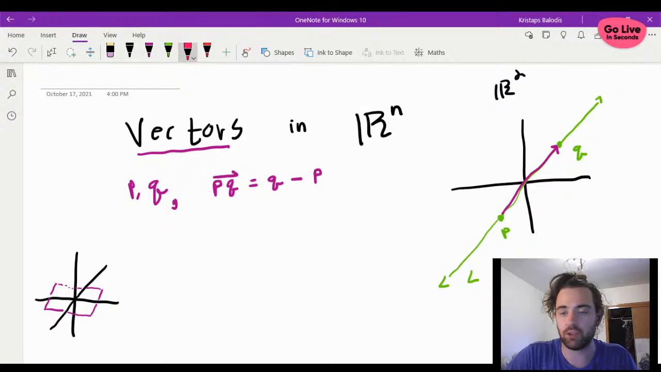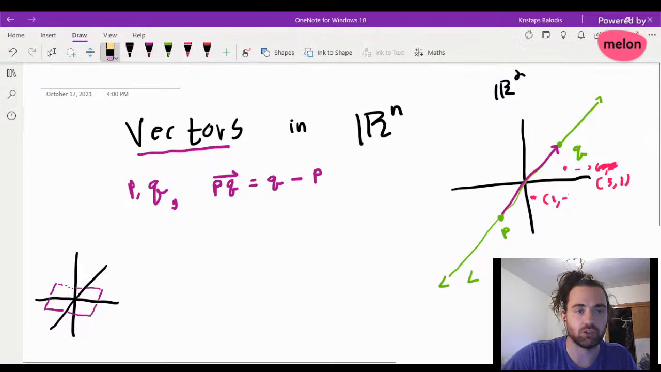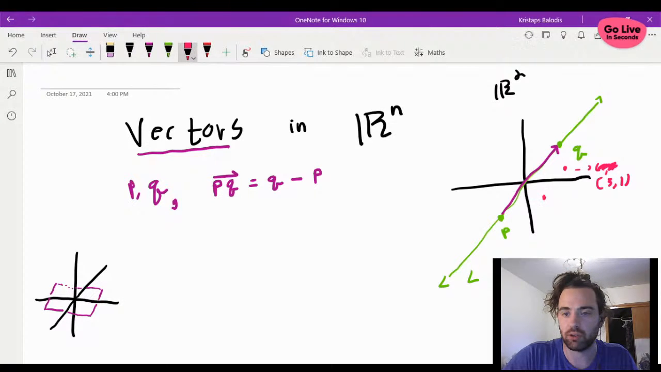So to give you a concrete example, maybe over here, this is the point (3, 1). Oh, sorry, that's the point (3, 1): 3 on the x-axis, 1 on the y-axis. And over here, maybe we have the point (1, -1). Maybe I should draw that a little bit more symmetric. So here's our point (1, -1), right?